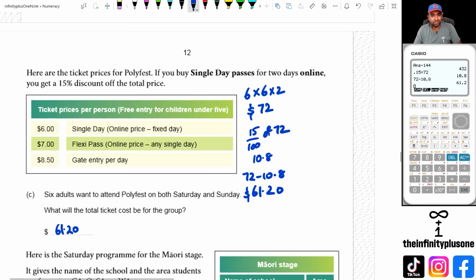The other answer that you could potentially say is, if they want to have a flexi pass, then that'll be 6 times 7 times 2. So that's going to be $84 for flexi pass.